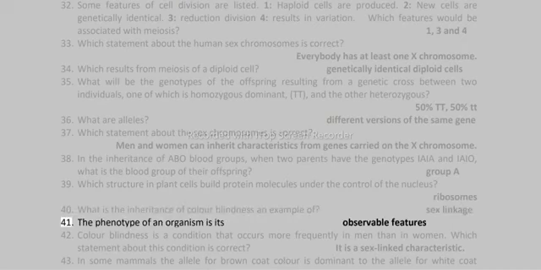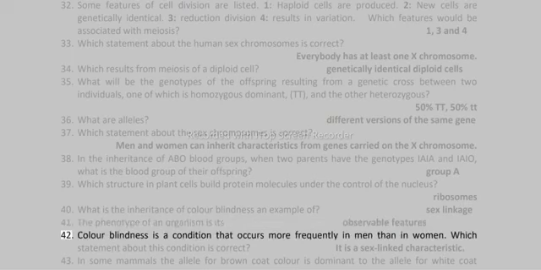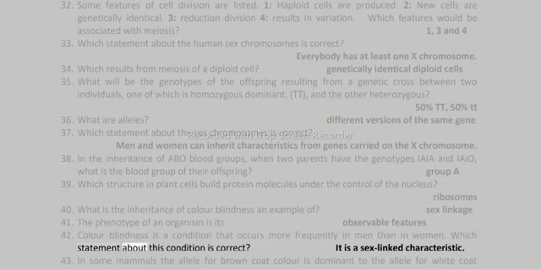Sex linkage. 41. The phenotype of an organism is its observable features. 42. Color blindness is a condition that occurs more frequently in men than in women. Which statement about this condition is correct? It is a sex-linked characteristic.